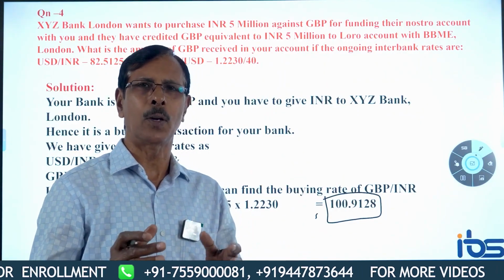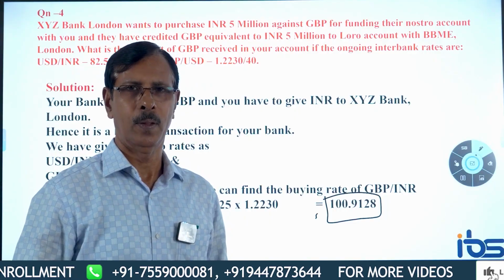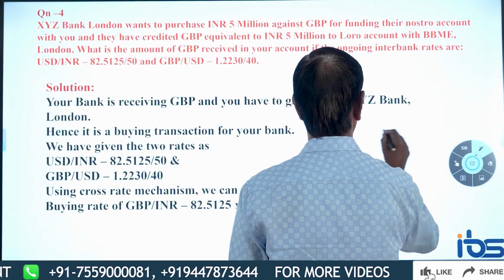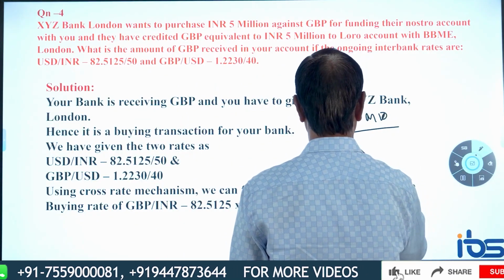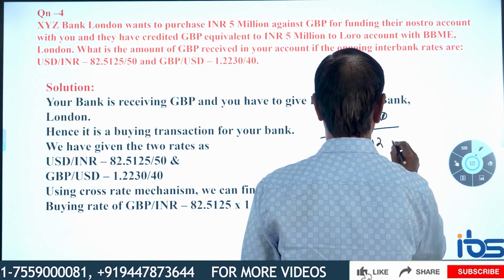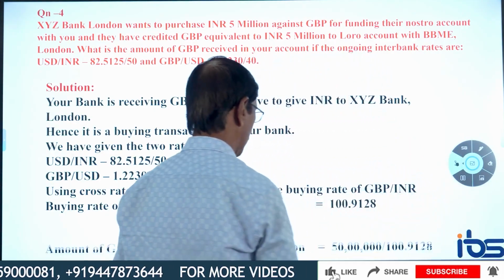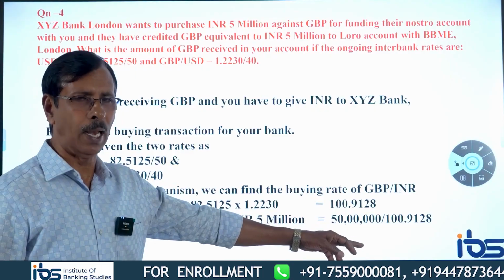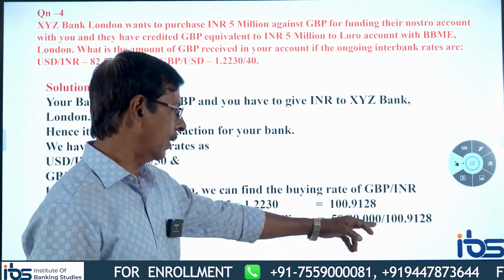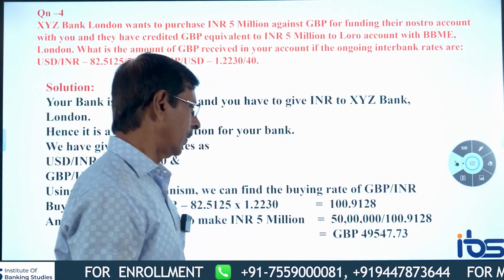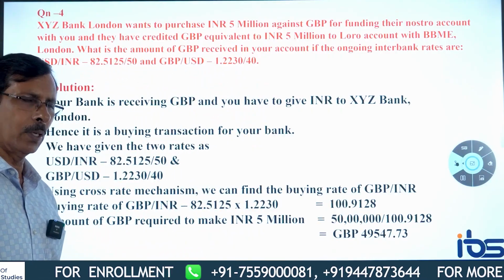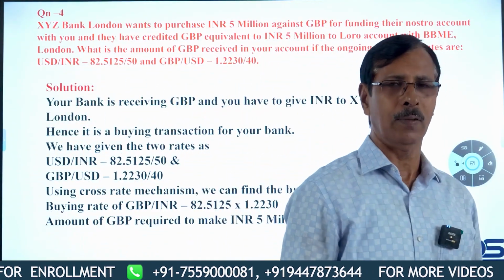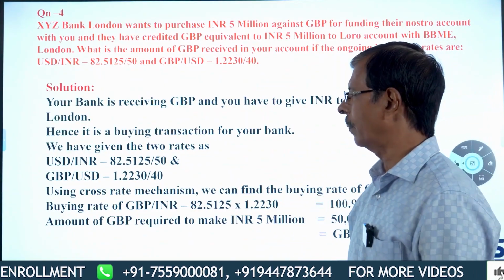So how many GBP is required to make 5 million Indian rupee? The answer is 5 million divided by 100.9128. 5 million means 50 lakh, since 1 million is 10 lakh. So 50 lakh divided by 100.9128 is equal to GBP 49,547.73. So the answer is GBP 49,547.73.